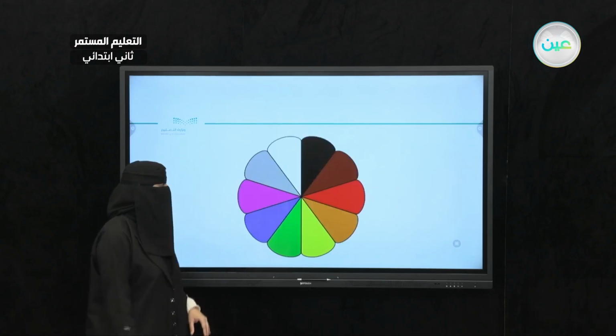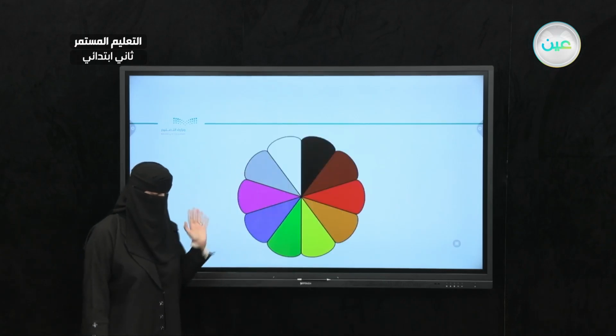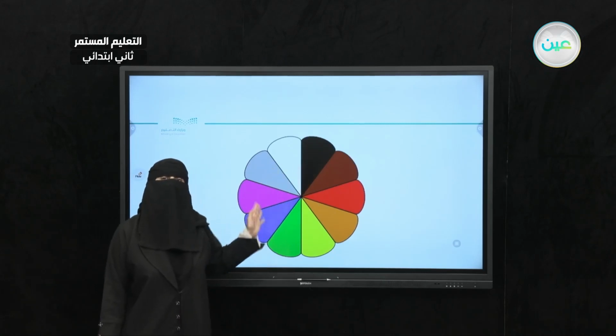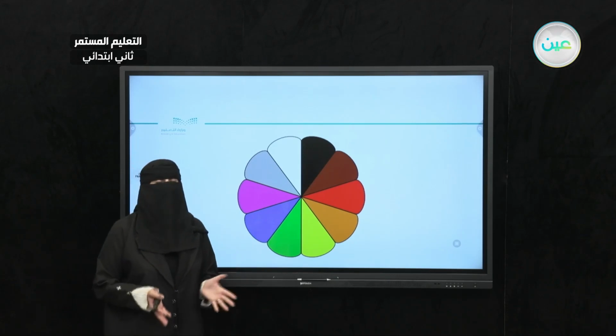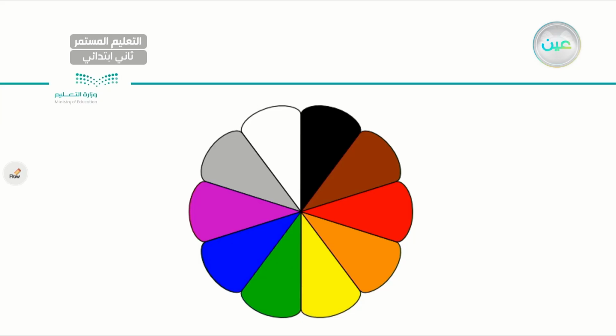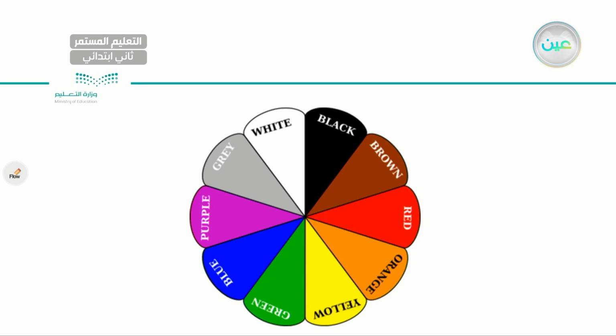Okay? Now, let me show you this one and tell me, how many colors can you name among these? I know you can most probably name all of them. So how many colors? Try to take some time, name a few. Yes, let me reveal the names of the colors. Here I have black, brown, red, orange, yellow, green, blue, purple, gray, and white.